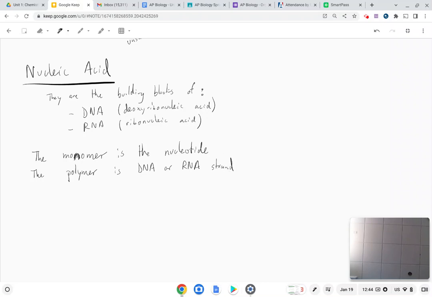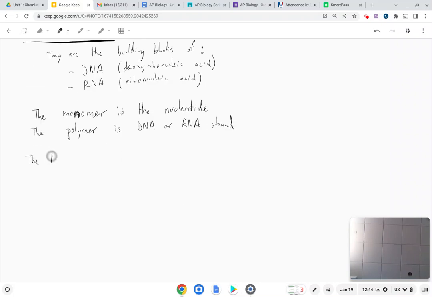And you guys know this, DNA is composed of repeating parts. It's just a bunch of nucleotides connected together, a big long chain. So what we're going to do right now is just look at the monomer, which is the repeating part. The nucleotide is composed of 3 parts: a phosphate, a sugar, and a nitrogenous base.